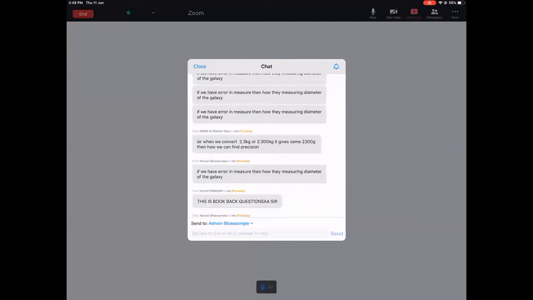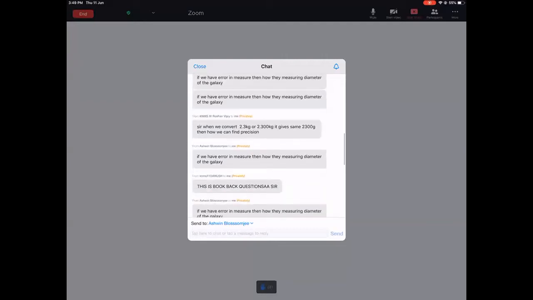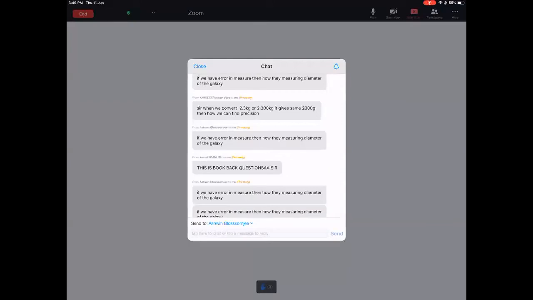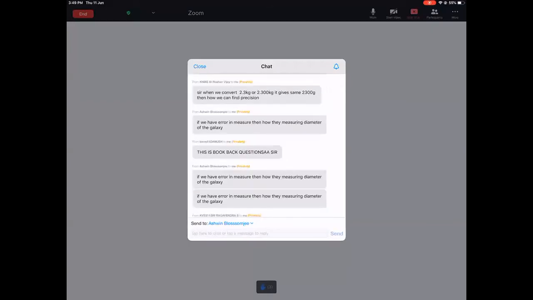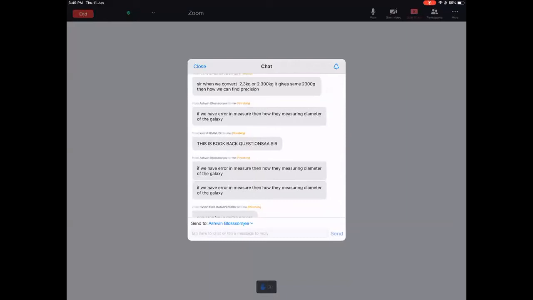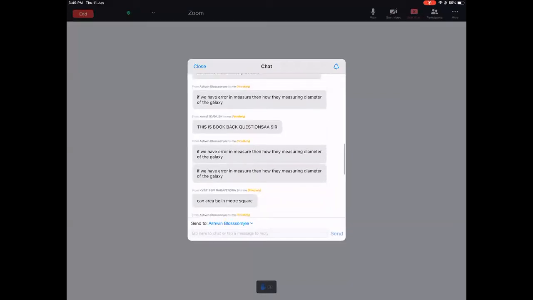If we have any error in measuring, then how do we measure? It's an error, Ashwin. There is nothing that you can say. It's an error. That's why people are doing it again and again. These book back questions are, sir. Yes, these are book back questions. Book back NCERT textbook.